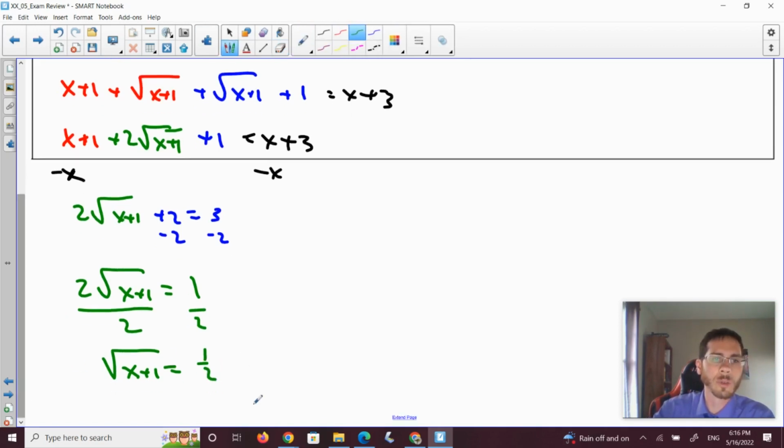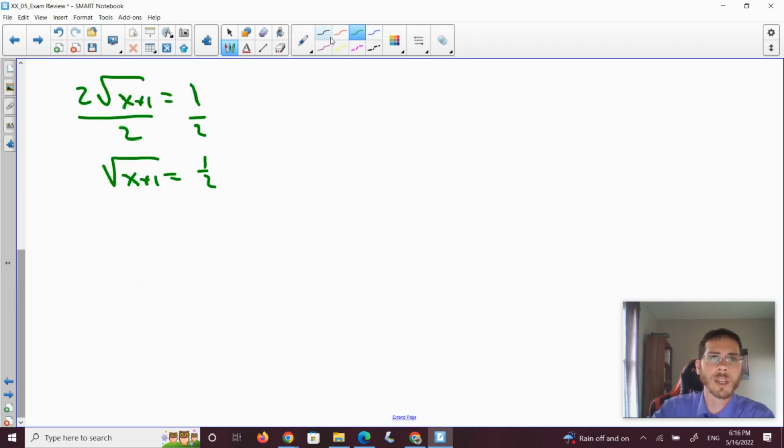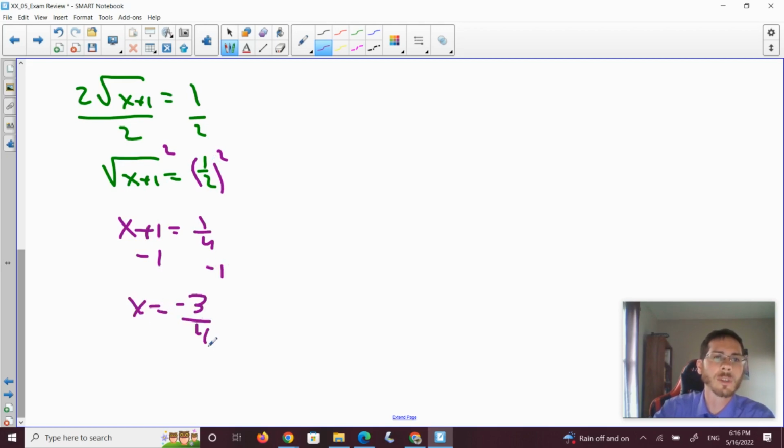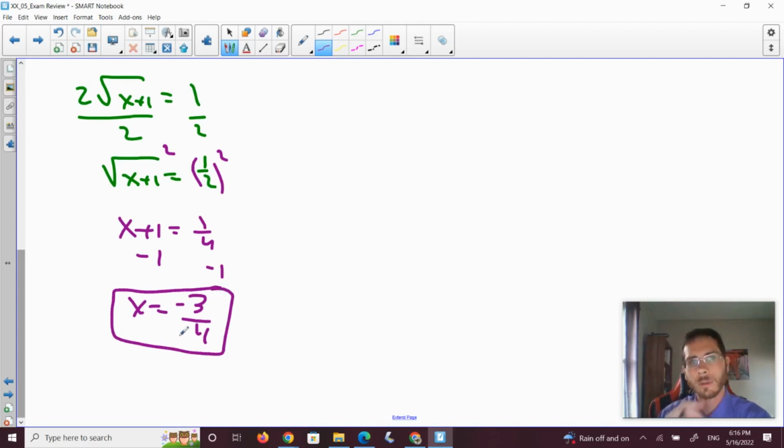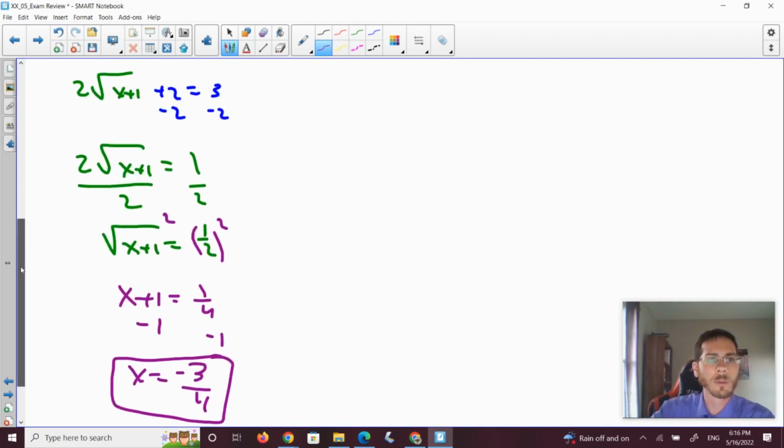Now I'm going to square both sides. I have to square both sides again because now I need to get rid of this radical. So x plus 1 equals 1/4. Subtract 1 from both sides, and x equals negative 3/4. All right, a lot of work there. Took a lot of effort to get there, but we got to the negative 3/4.